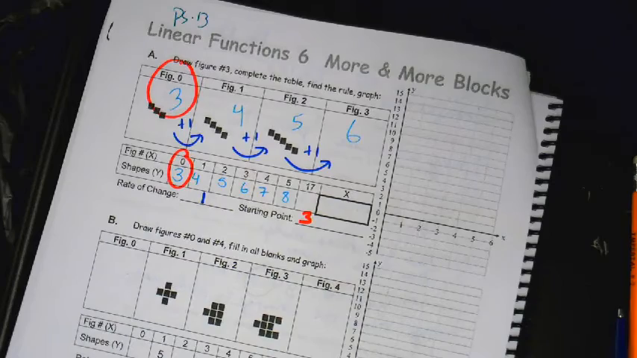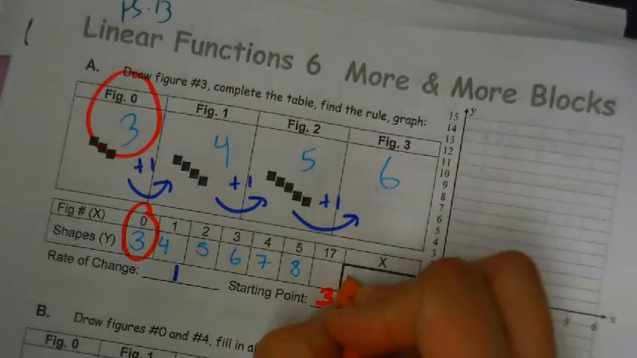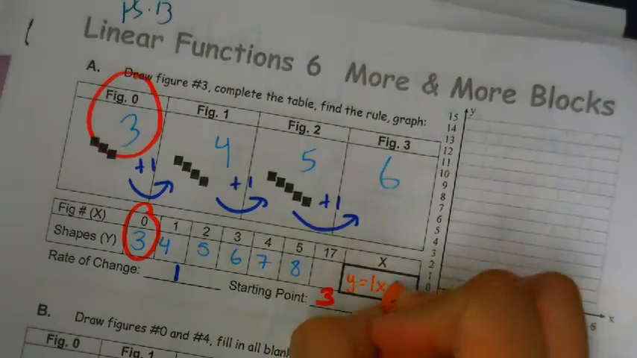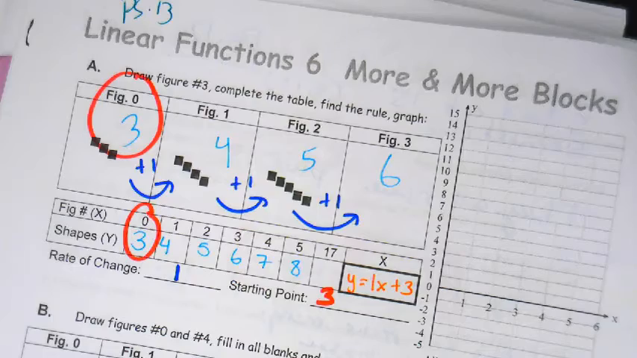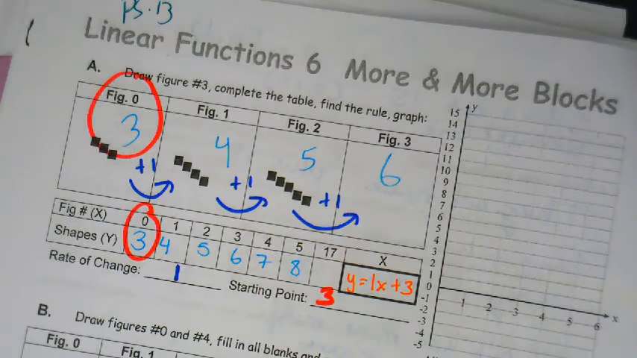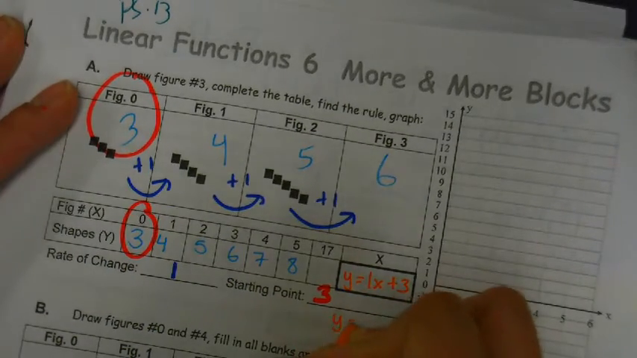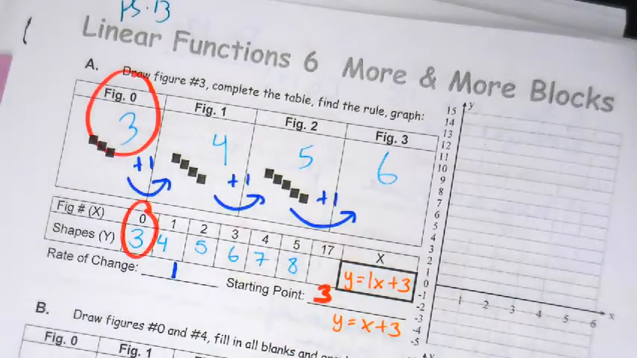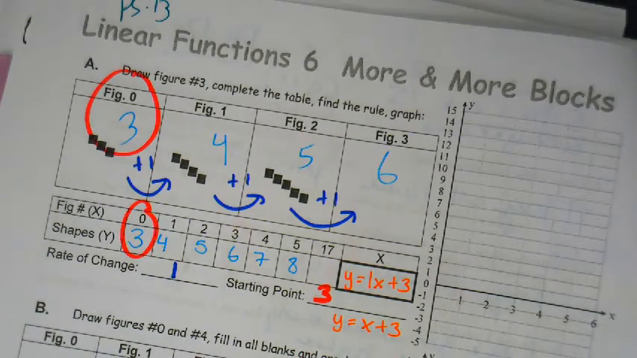All right. The hardest part is your equation. What is your equation? Y equals 1x plus 3. Now, is there a more simplified way of writing this? Yeah. Y equals x plus 3. I don't need the 1. It's there. It's just invisible. So good. Y equals x plus 3. Both of those are equivalent to each other.